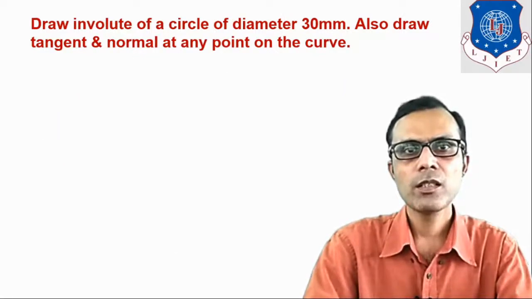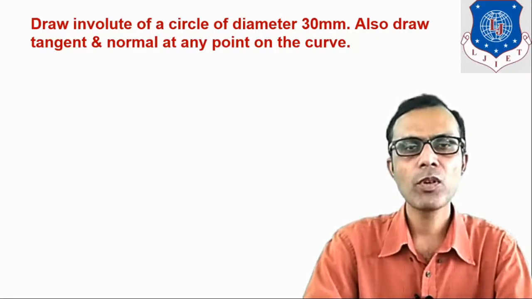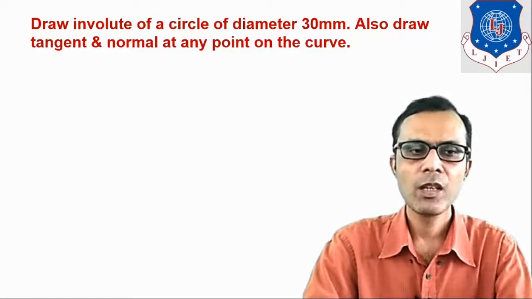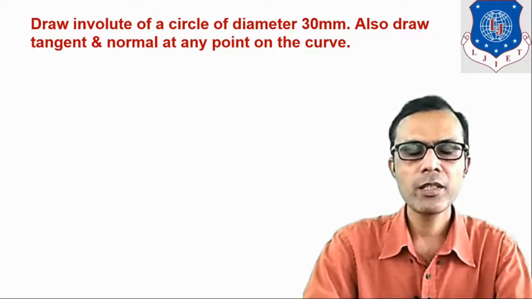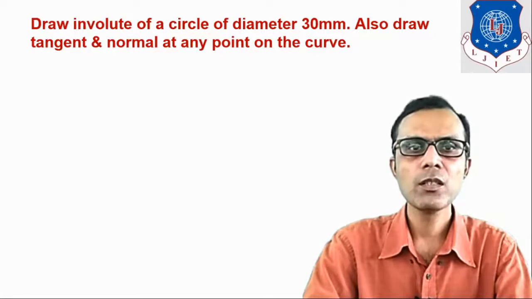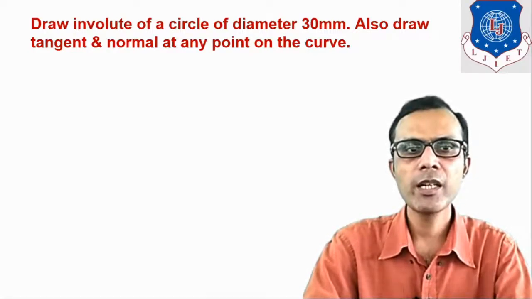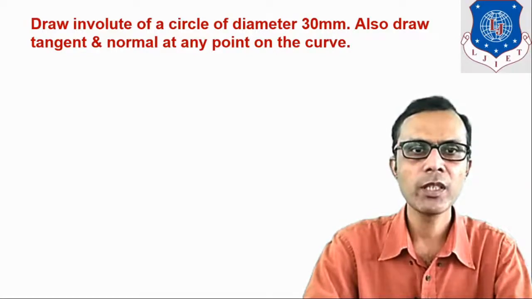Now let's see the procedure to draw an involute for a circle. Given data is: draw involute of a circle of diameter 30 mm. Also draw tangent and normal at any point on the curve.